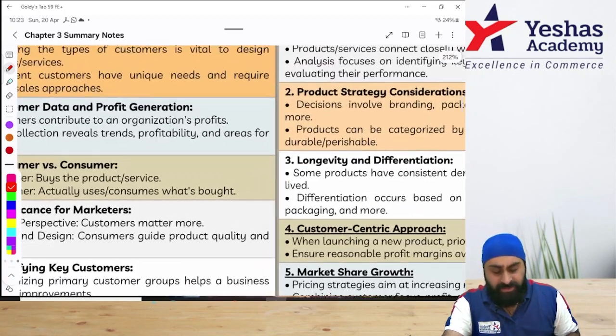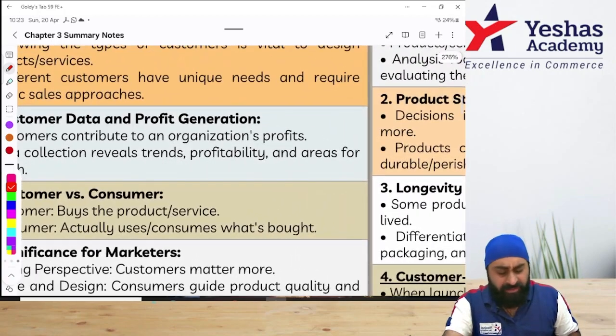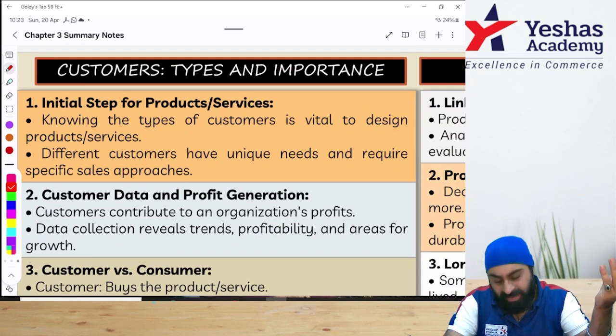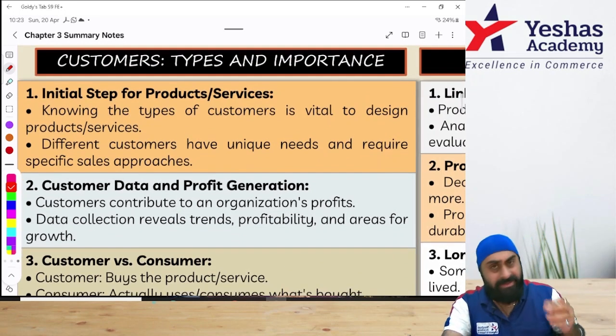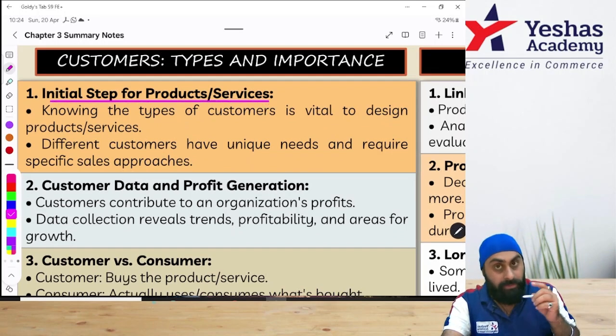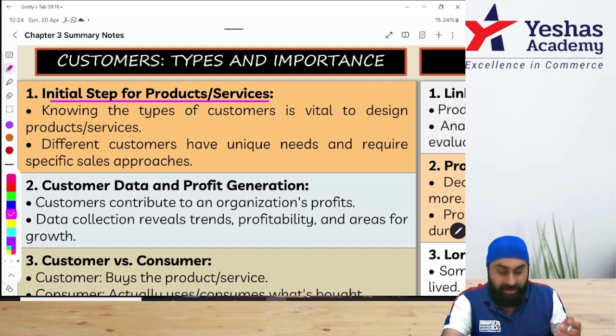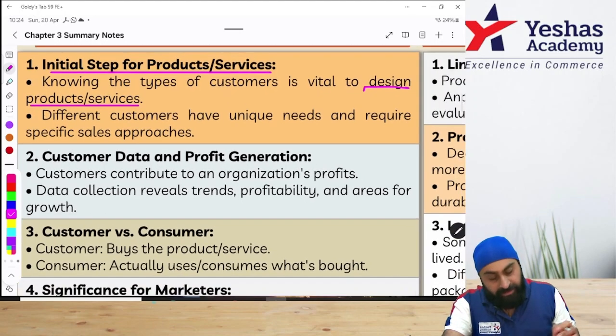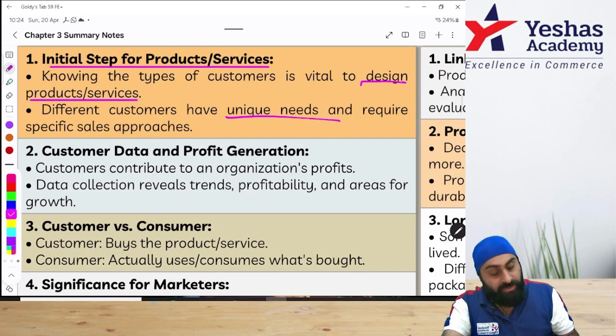So the next question is going to be very generic, a very, very easy question, guys. It's going to be damn easy. What is a customer? What are the types and importance of customers? So let us make it very quick. First, the initial step for a product or service: know who your customer is. If you don't know your customer, you cannot make a product. So knowing the type of customer is vital for designing what? Product or services. Second, every customer has unique needs and requirements, and needs specific approaches.